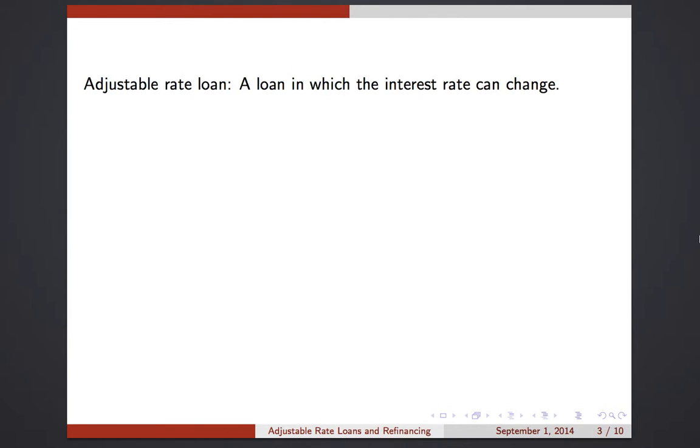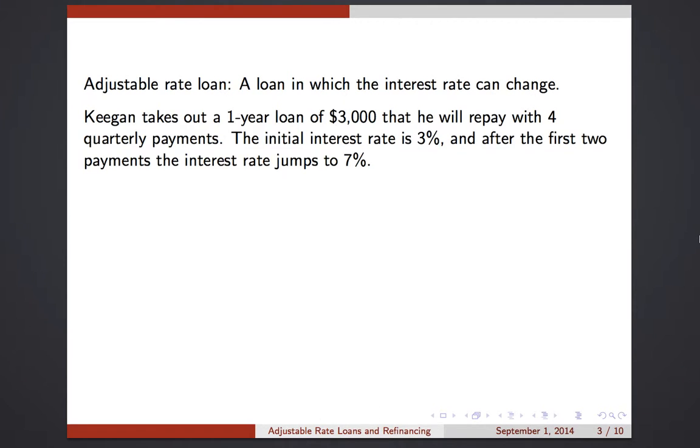Okay, so the most natural place to start this video is with the definition of adjustable rate loan. It's pretty self-explanatory. An adjustable rate loan is simply a loan in which the interest rate can change. So let's start analyzing these things with an example.